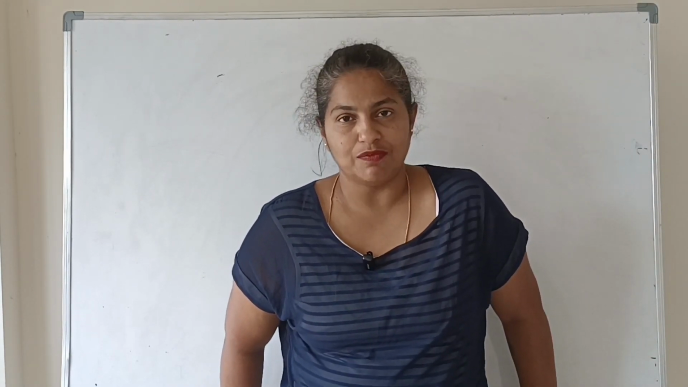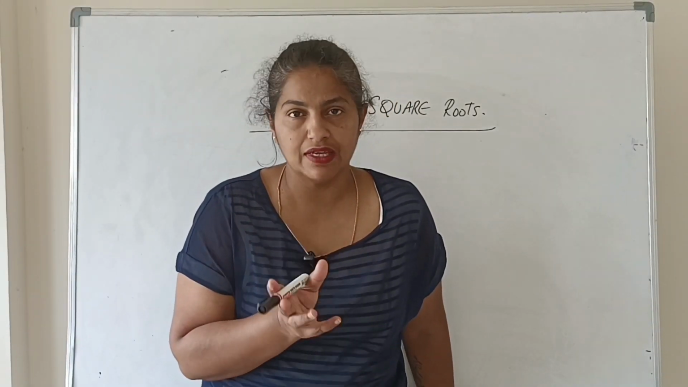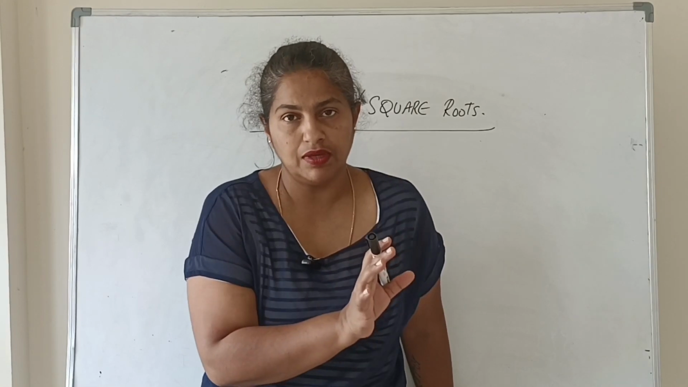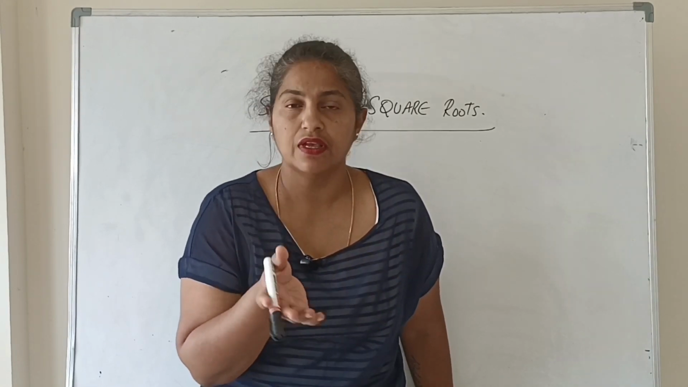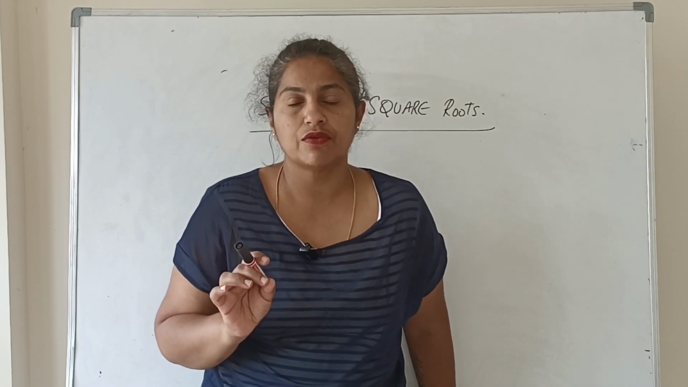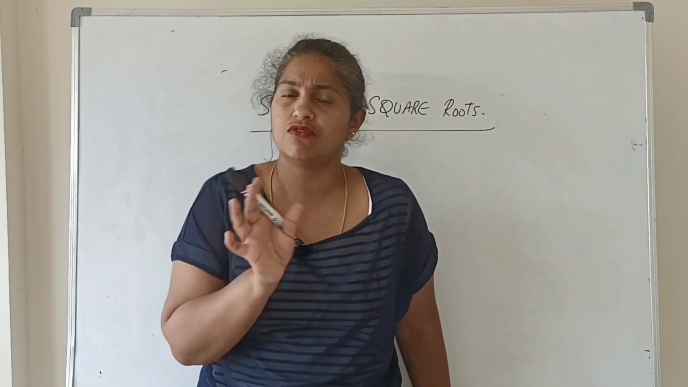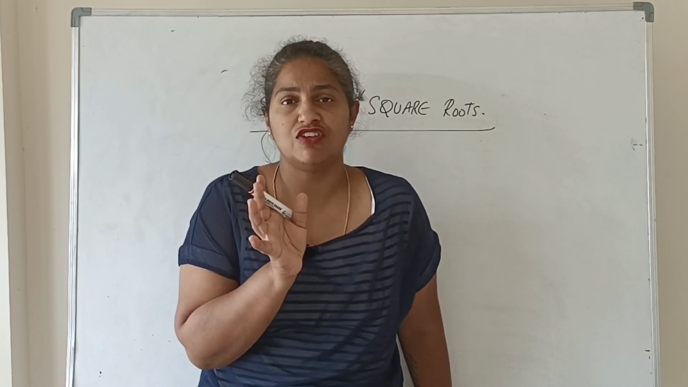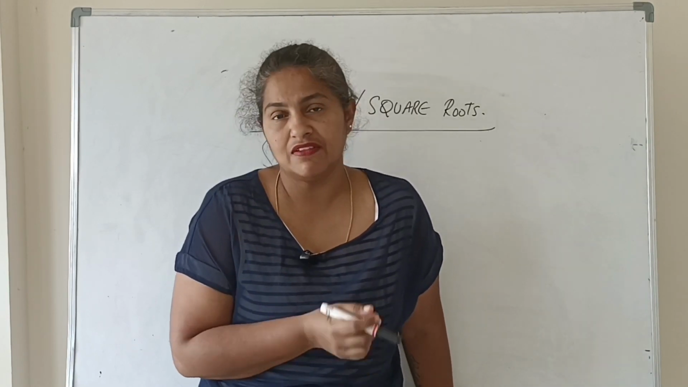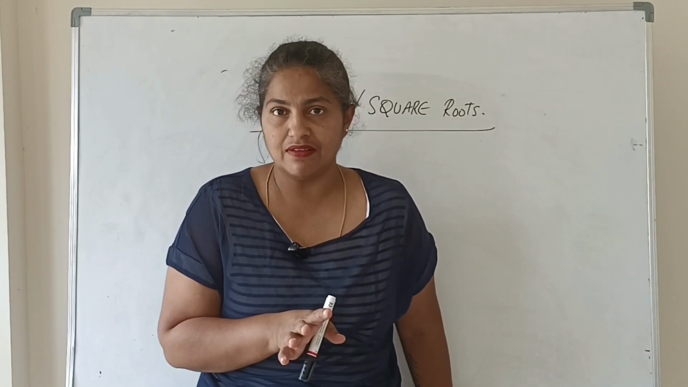Now, let us start with the chapter. First, let us get to the definition or the basic idea of what a square number is and what a square root is. Now, let me start with the word perfect square. Any square number is also called a perfect square. So, we use them interchangeably. If somebody says this number is a perfect square, somebody says this is a square number, both mean the same thing.